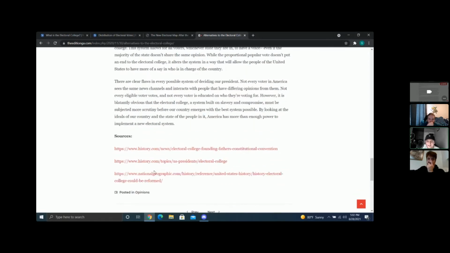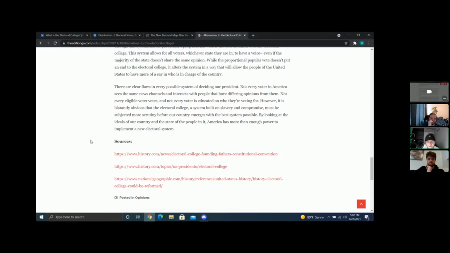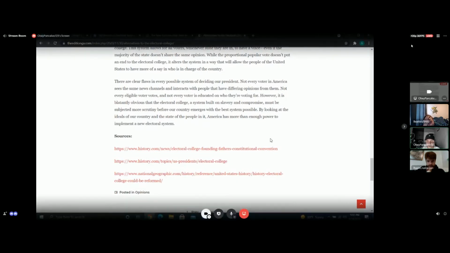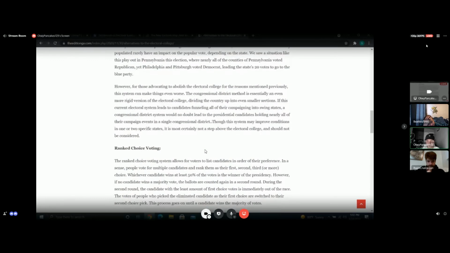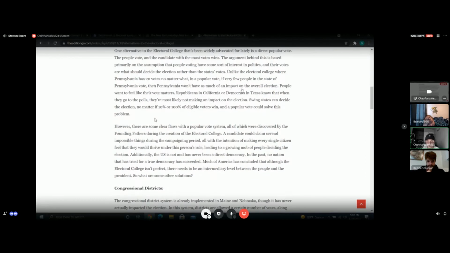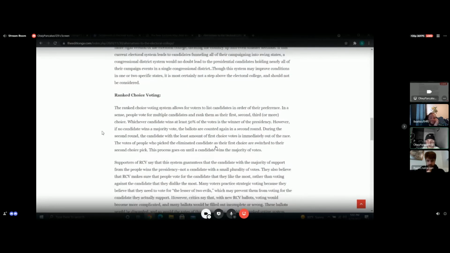And then they have their sources, which is history.com and nationalgeographic.com. So, wow. Okay. But yeah, so now we can talk about it more. What do you guys think about either the Electoral College in general or any of the alternatives listed here?